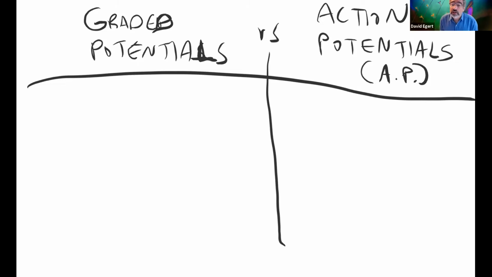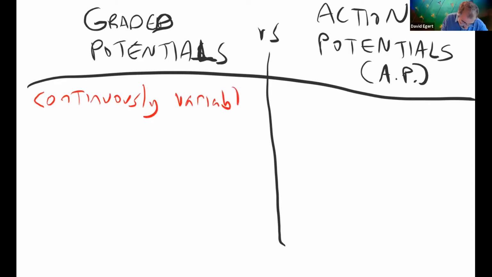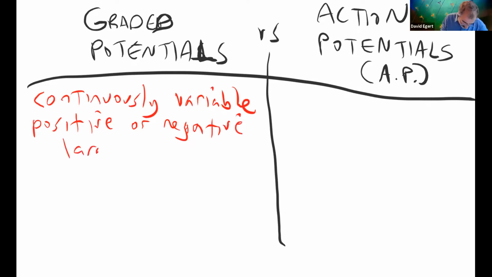There are two main forms that these take, and they're related, they affect each other, but we're going to look at them right now. We're going to introduce them, and then we're going to go into much more detail about both of them. First thing, graded potentials. These are continuously variable. These can be positive or negative. Larger or smaller.